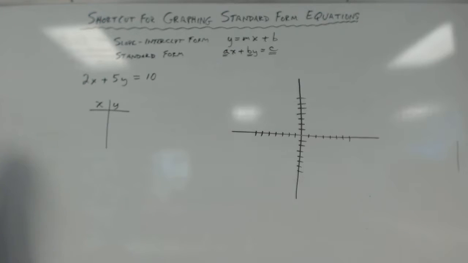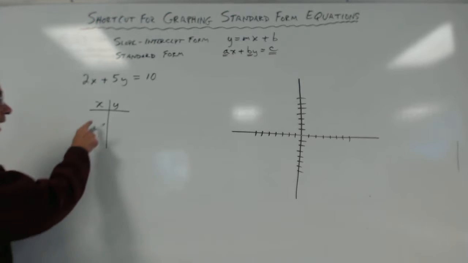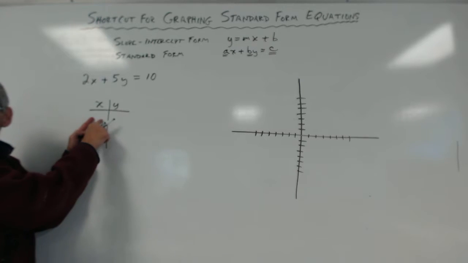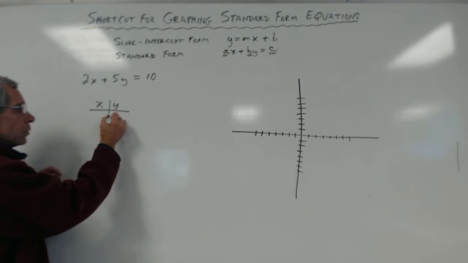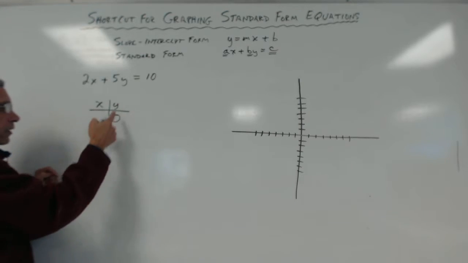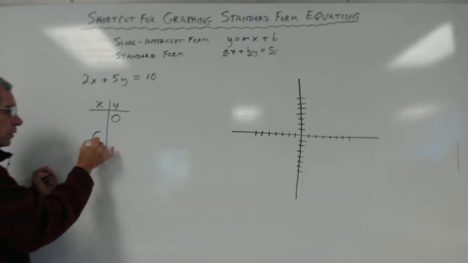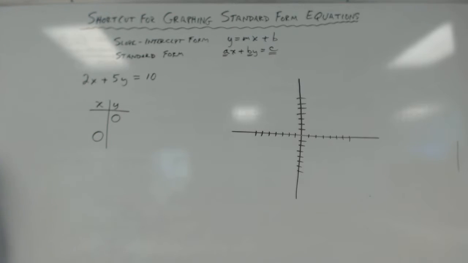You create a t-chart. You're only going to find 2 points on this t-chart, though. You're going to find your x-intercept. What does y have to be when you find your x-intercept? Y has to be 0. And you're going to find your y-intercept. What does x have to be? 0. Does that make sense?